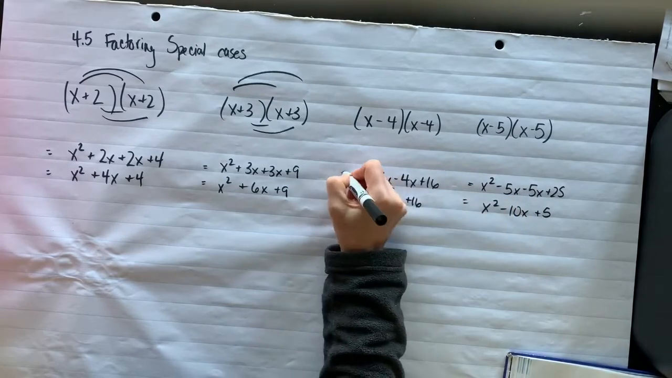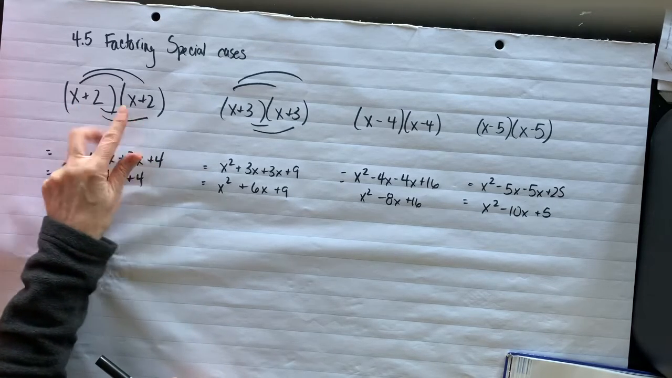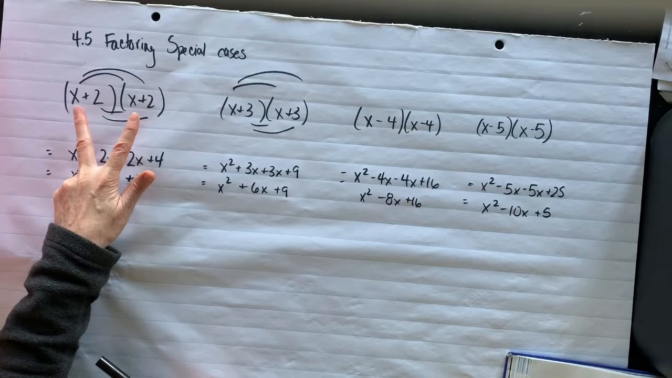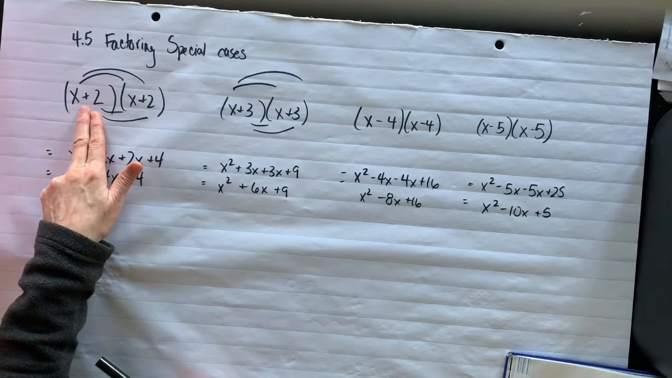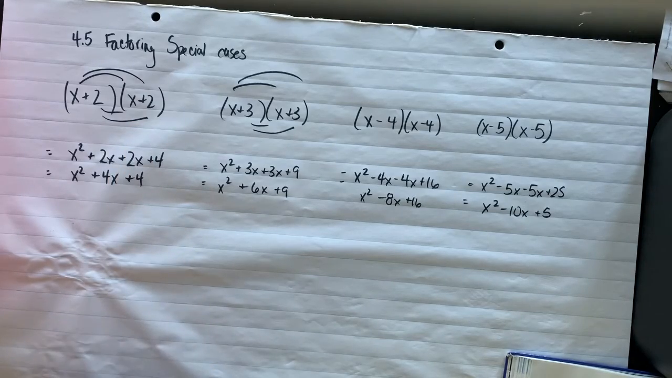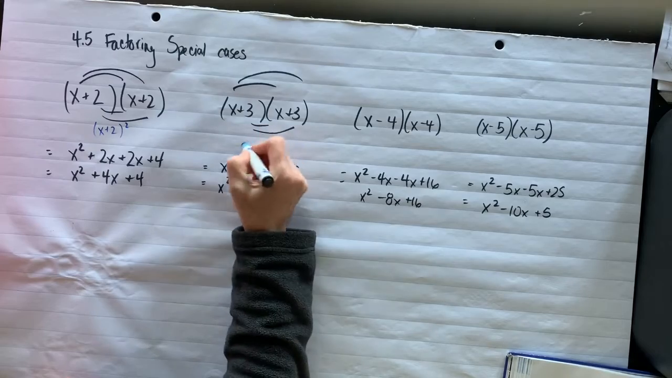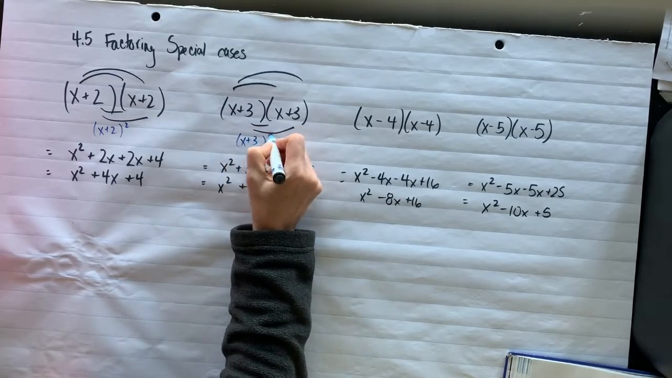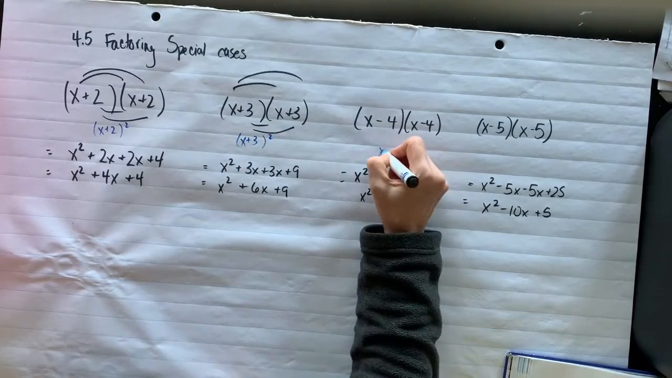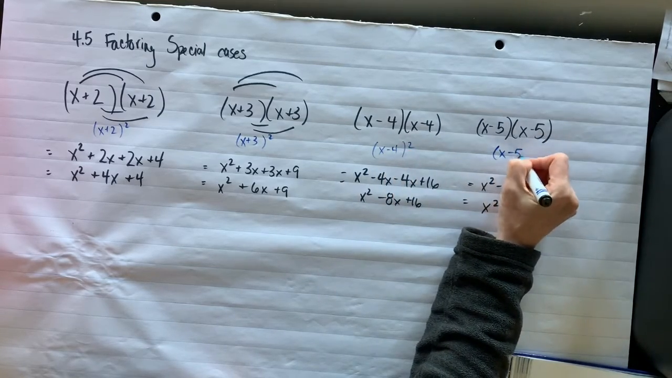So what I'd like to talk about now is, is there a pattern that we're seeing? Well, you notice when these are exactly the same, so I'm squaring, I'm taking the same bracket multiplied exactly by itself. So technically, I could write this as x plus 2 squared. I could write this as x plus 3, everything inside the bracket squared. This would be x minus 4 squared, and this would be x minus 5 squared.